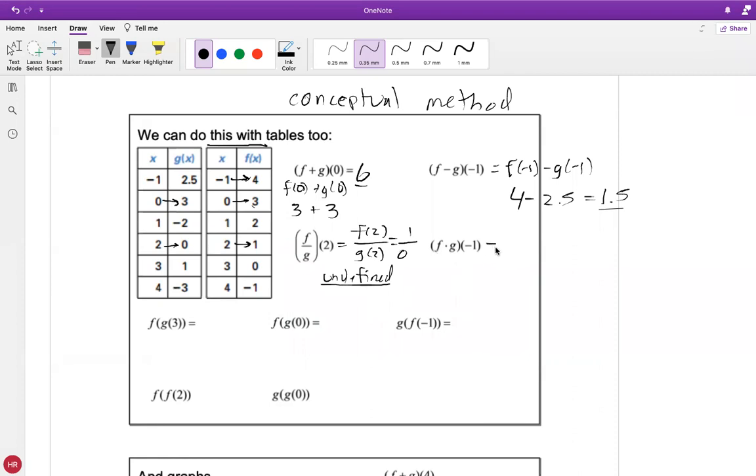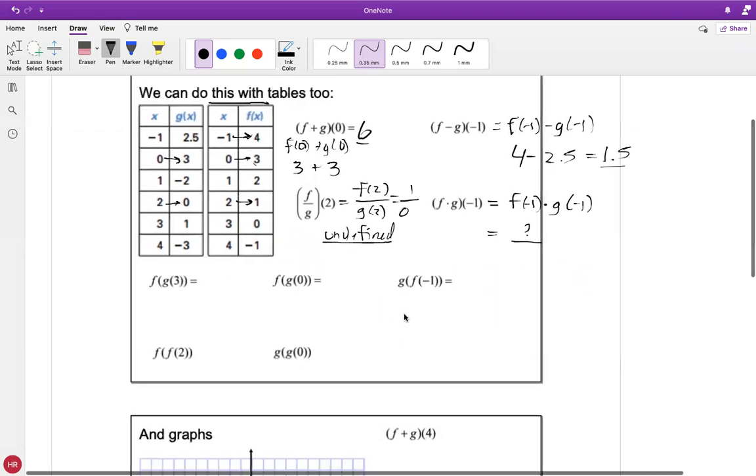I'm going to leave this one to you guys. I'm just going to write this, f of -1 times g of -1. I'm going to allow you guys to figure out what these values are, multiply them together, and get an answer. That's for you. Because I want to do the composition ones.